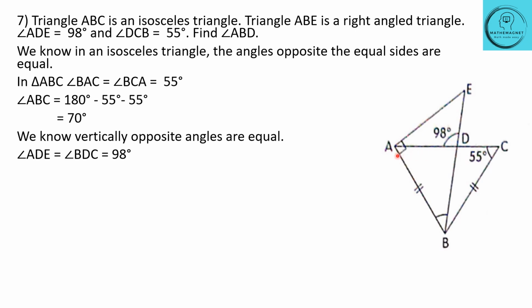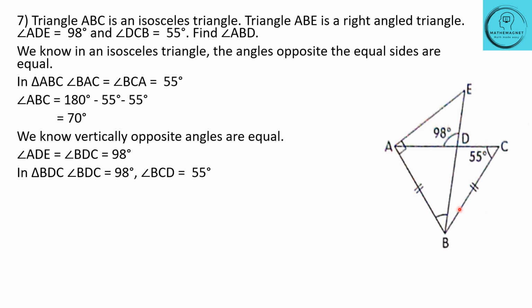If you consider the straight line AC and BE, we have already studied that vertically opposite angles are equal. So which means angle BDC will be equal to angle ADE, correct? Which is equal to 98 degrees. So in triangle BDC, we know angle BDC is 98 degrees and we also know angle BCD is 55 degrees.